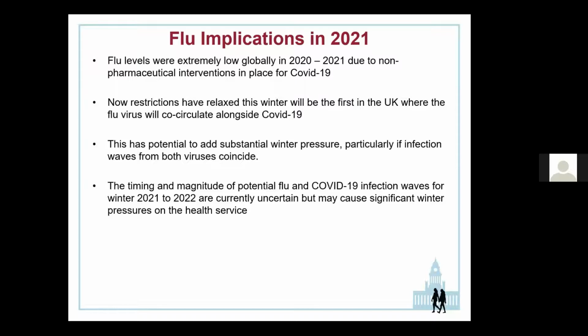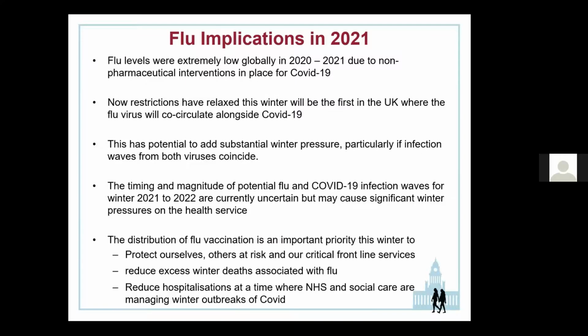The timing and magnitude of potential flu and COVID-19 infection waves for the winter 2021 to 2022 are currently uncertain, but they may cause significant winter pressures on the health service. It is therefore vital that the distribution of the flu vaccine is given the utmost priority this year to protect ourselves, others at risk, and our critical frontline services, to reduce excess winter deaths associated with flu, and reduce hospital admissions at a time when the NHS and social care are managing outbreaks of COVID.